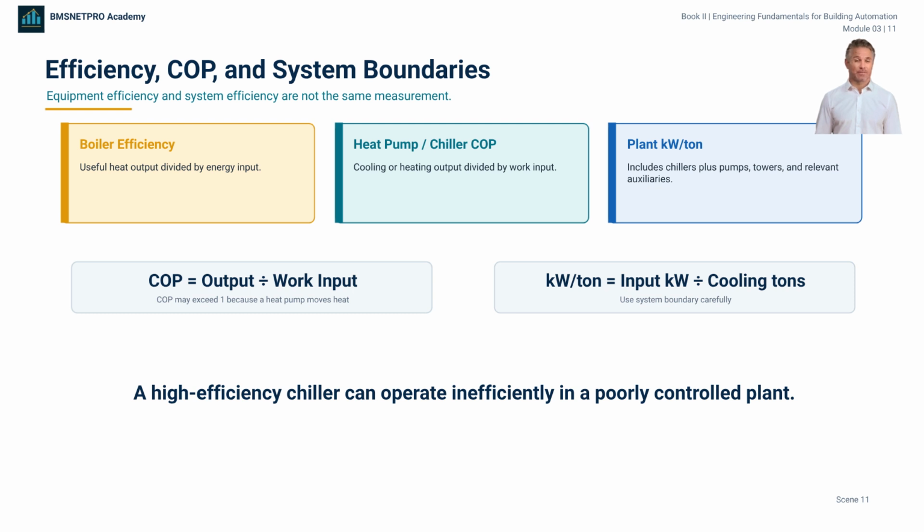That difference matters. A chiller can have a good per ton while the total plant performs poorly because pumps, cooling towers, or control strategy are wasting energy. The same is true for boilers. The boiler may be efficient on paper, but high return water temperature, short cycling, or poor distribution can reduce system performance. A BAS professional should always ask, am I measuring the equipment, the subsystem, or the whole plant? Equipment efficiency and system efficiency are not the same measurement.